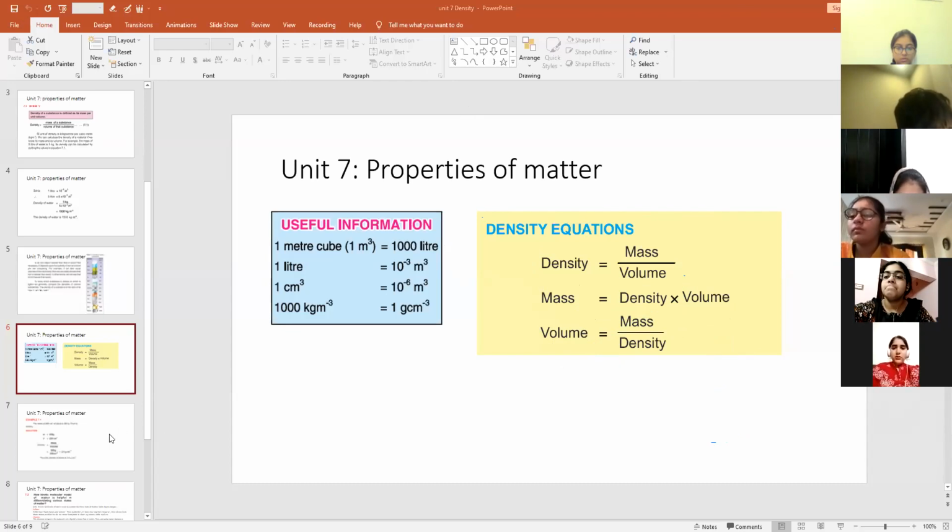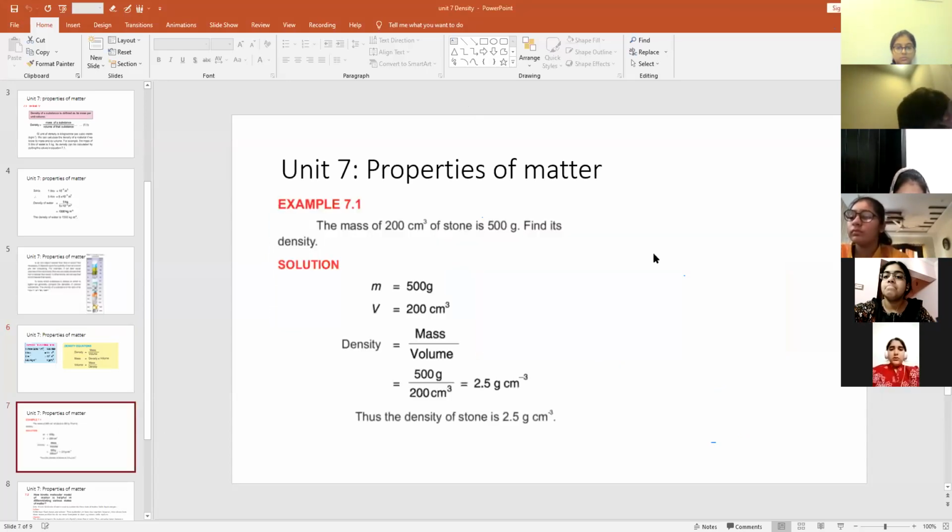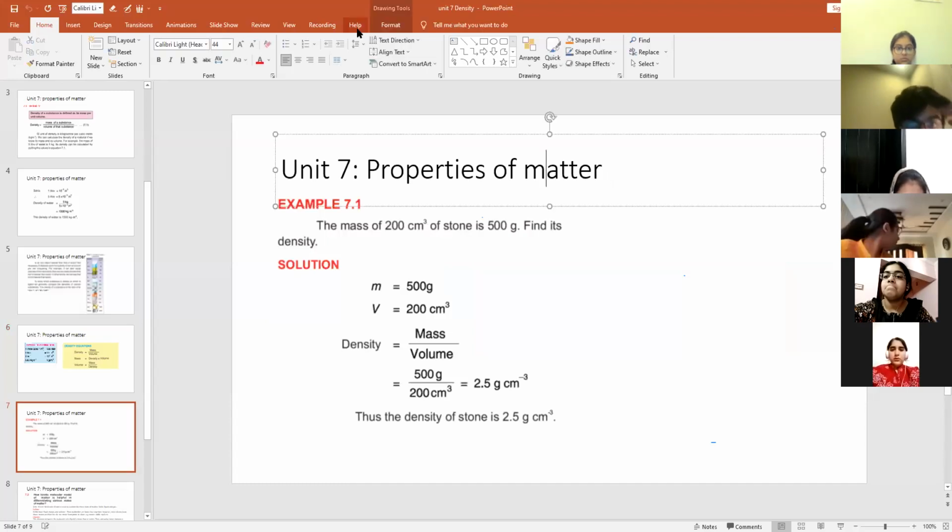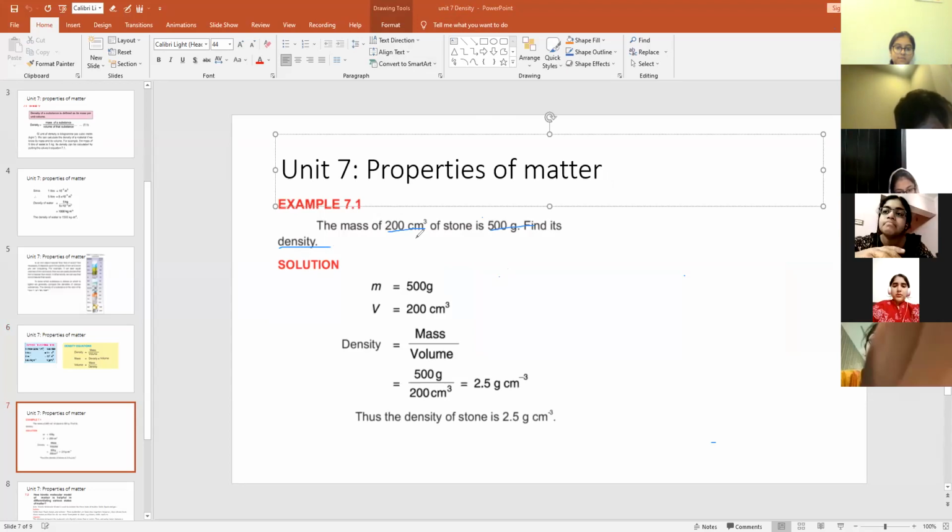Now there is an example given in your book, example 7.1. In this example, the mass of 200 centimeter cube of a stone is 500 gram. Find its density. So what data is given to you? The mass of 200 centimeter cube. It means the volume is given to you, 200 centimeter cube, and the stone has mass 500 grams. So m is equal to 500 grams.